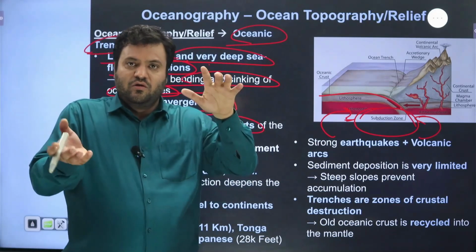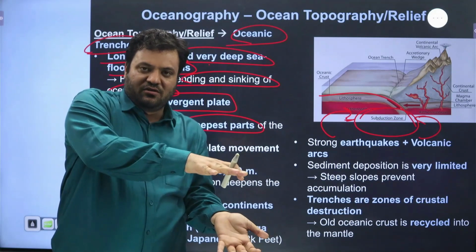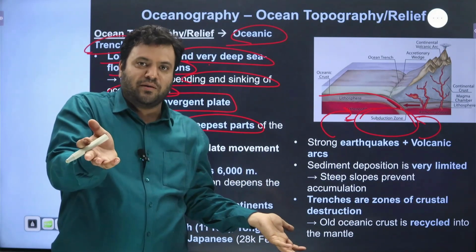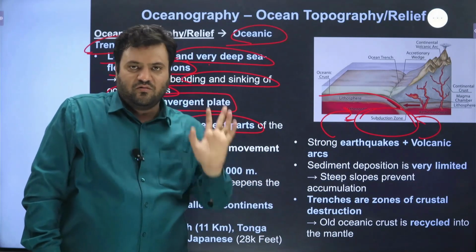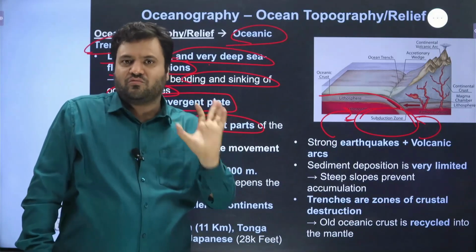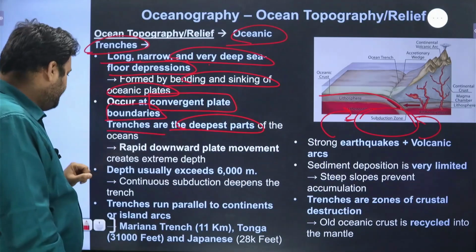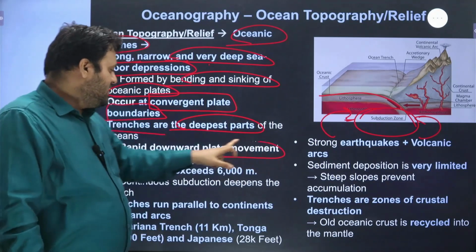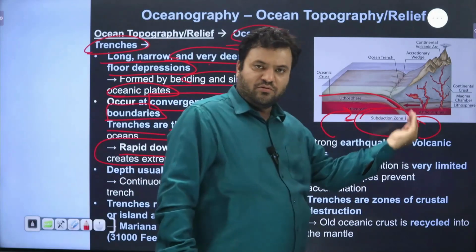Means if you pick Mount Everest and try to fit it in the Mariana Trench, it would be fitted completely, and some portion would still be left over. So trenches are the deepest part. They are formed because of rapid downward movement. Here you can see we have a rapid down.